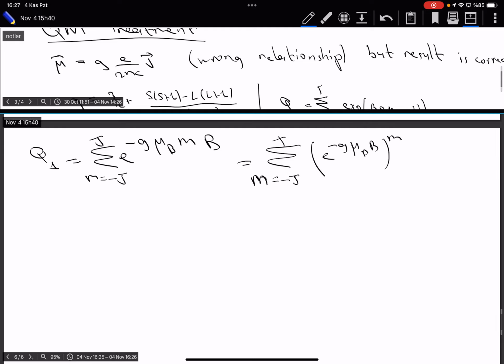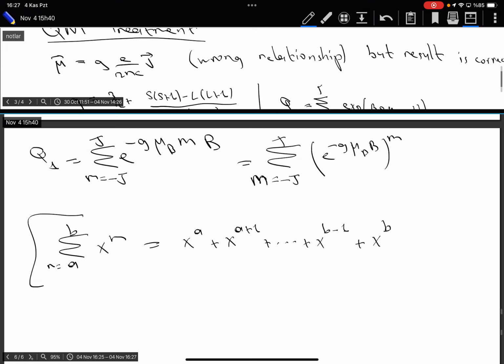So let's suppose that we are trying to sum from M equal to A to B of x to the power M, which will be x to the power A plus x to the power A plus 1, up to x to the power B minus 1 plus x to the power B. Let me multiply the same thing by x.